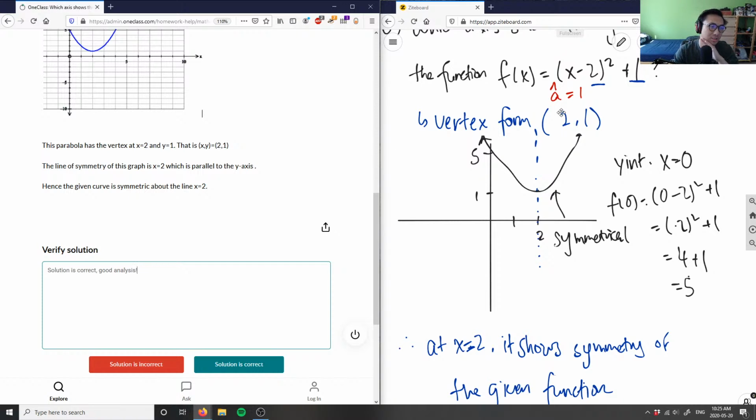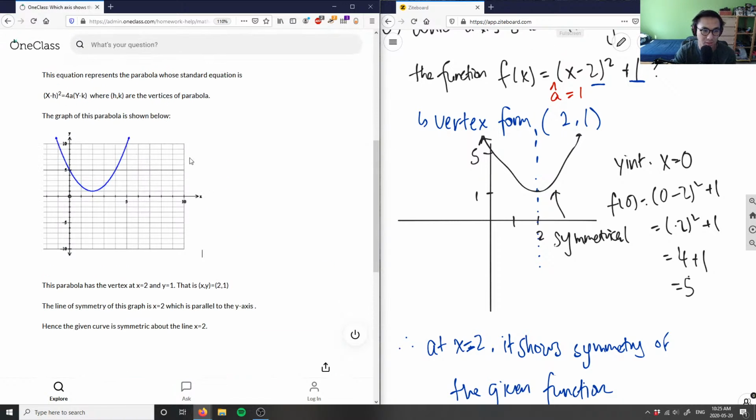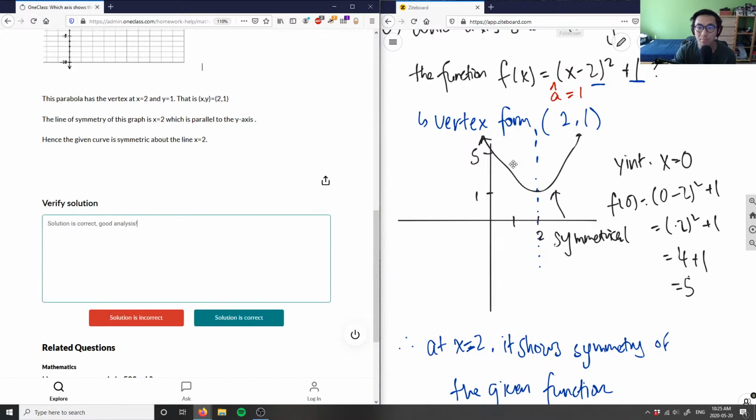We actually didn't really need to solve for the y-intercept. They just did it to show proof of point in terms of graphing. But in vertex form, we really just care about the vertex, which is (2, 1). And the axis of symmetry goes right at the x coordinate to divide the parabola in half to make it symmetrical. So the solution here is correct.